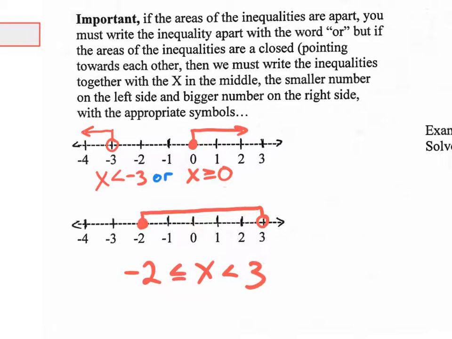Okay? And I'll be honest with you, there's an easier trick. Whenever the areas are together and you put the smaller number on this side and the smaller number on that side, you're always going to have them opening up that way. Always. It's always going to be less than symbols. They're always going to be opening up to the right. Okay? So, any questions so far? No? Let's go up here.